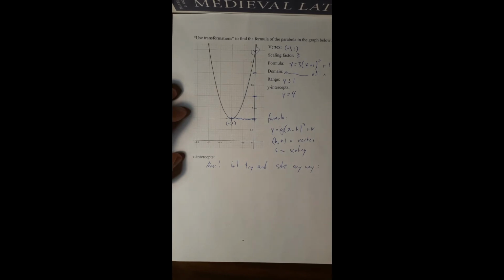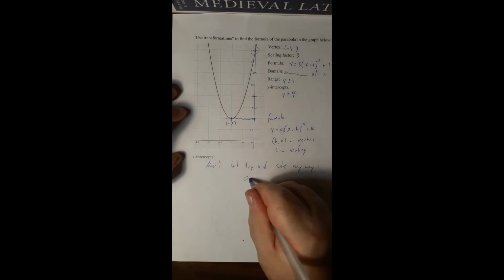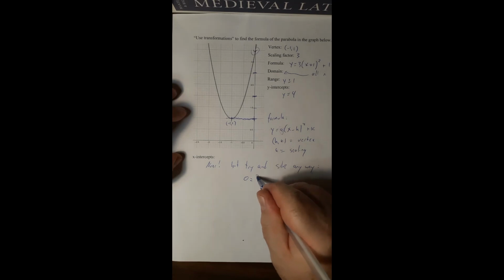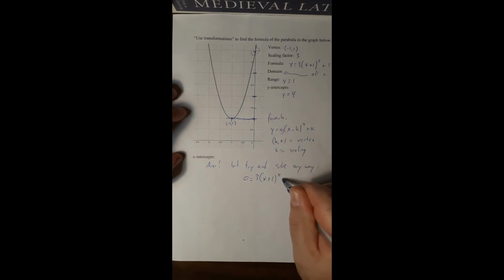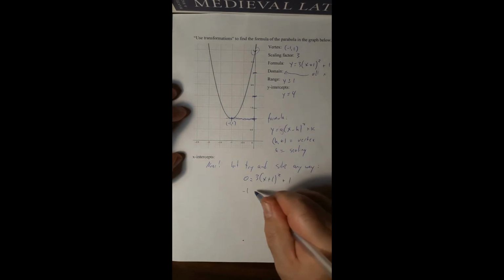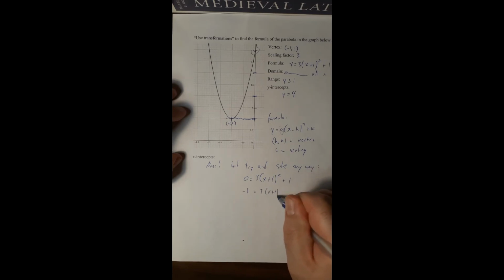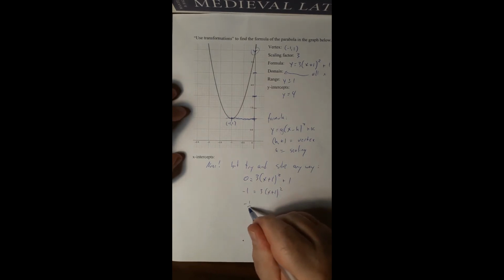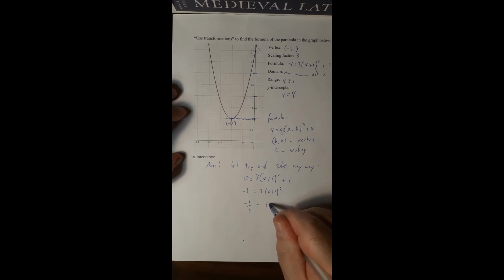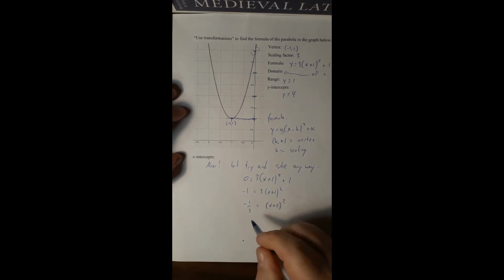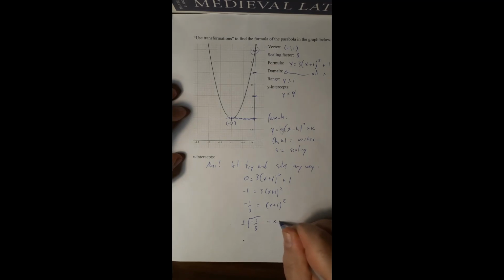What happens if we do the algebra? Well, we set y equal to 0, and 3 times (x plus 1) squared plus 1 equals 0. Subtract a 1 from both sides. Divide by 3 to isolate our squared term. Take the square root of both sides. And subtract a 1. So if we actually just grind through it, we get this.